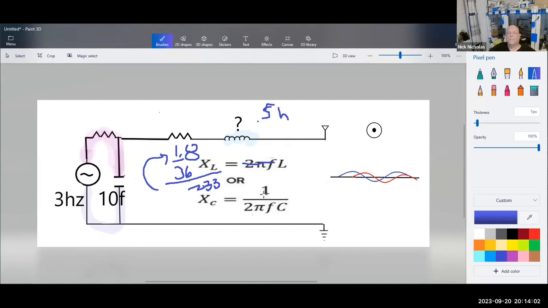Traps are put in line like this, I'm sorry, let me correct that. If I wanted to make a trap going to an antenna, I would have a capacitor in parallel to this inductor. And if these two are equal, at that point, this acts like a switch and it won't let any frequency through. I got to think this through now. How does a trap work? It blocks the frequencies.